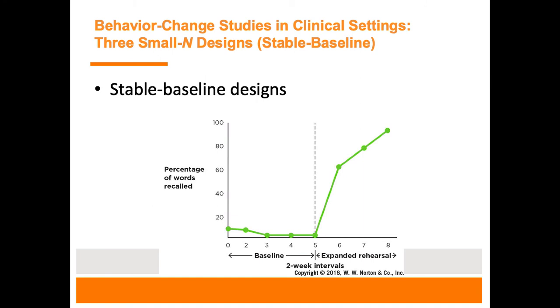One way we look at these individuals, or let's say animals, in small n studies is with a stable baseline design. So we create a baseline by multiple measurements over time. In this case, words recalled, or the percentage of words recalled, and then some sort of intervention is introduced. And then we look at the percentage of words recalled afterwards.